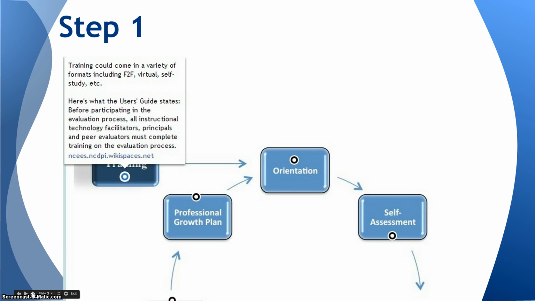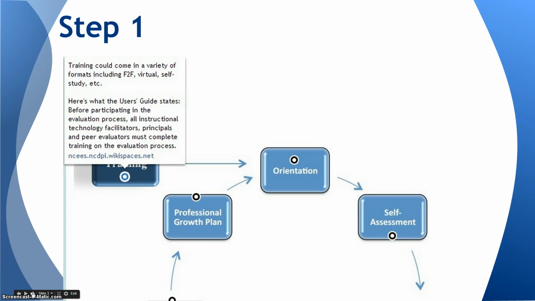The first component of the evaluation process is that you and your ITFs are trained on the process. This could be a variety of training, including training that your LEA has provided or the Department of Public Instruction. It could be face-to-face training, or it may be virtual training, such as this webcast.